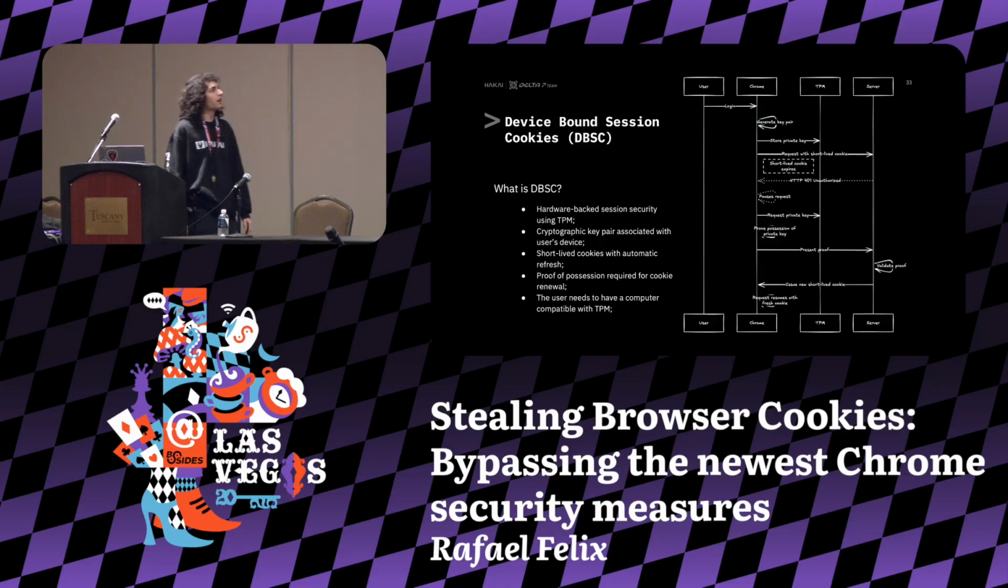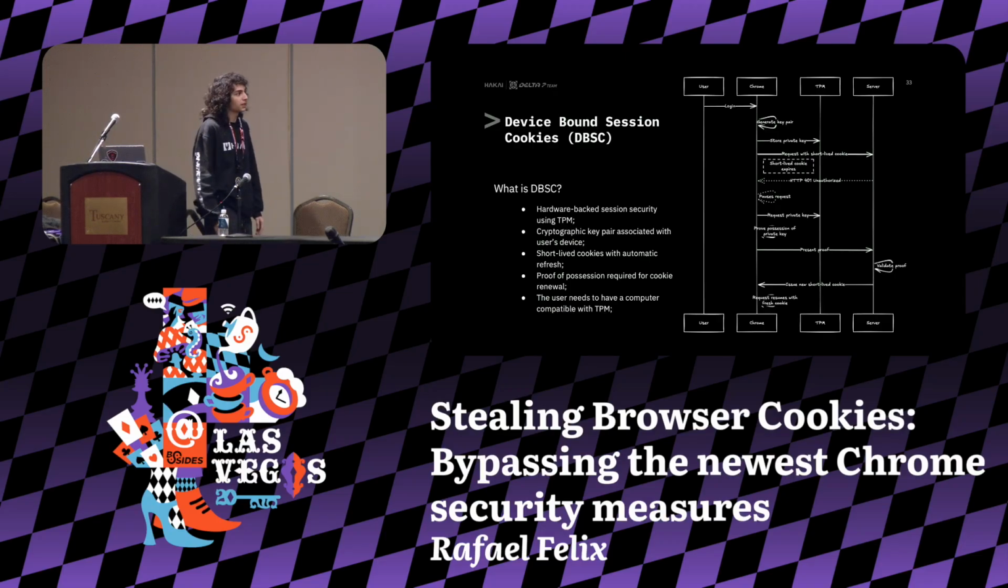So here I have a simple diagram showing how the process works. First, the user logs in to a page. Chrome then generates a key pair, which is a public and private key. This private key is stored on the TPM, the Trusted Platform Module chip. When the cookie expires, because it creates a short-lived cookie every time, we get an HTTP 401 Unauthorized.